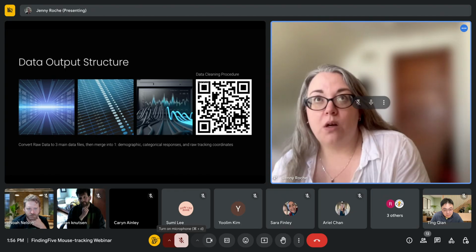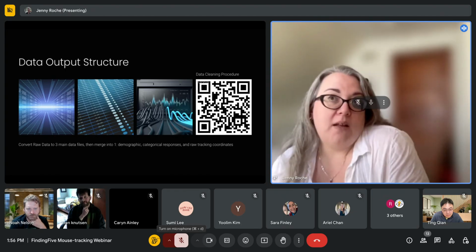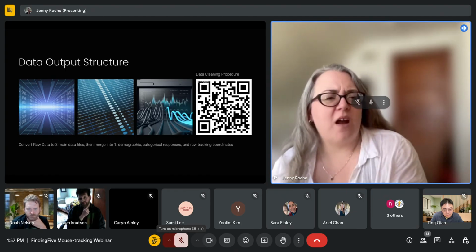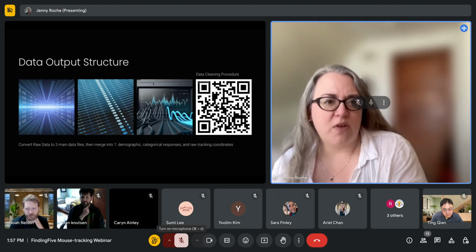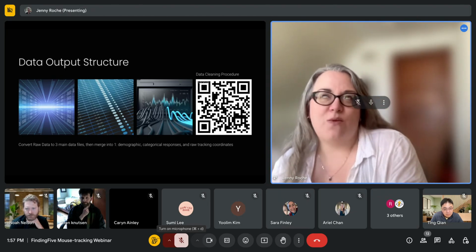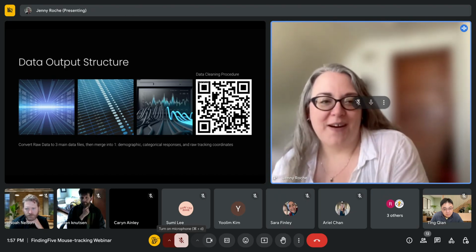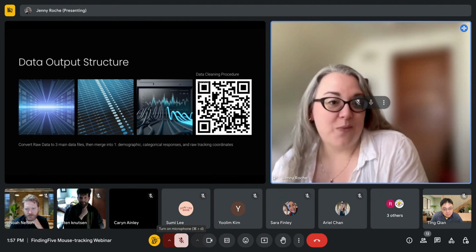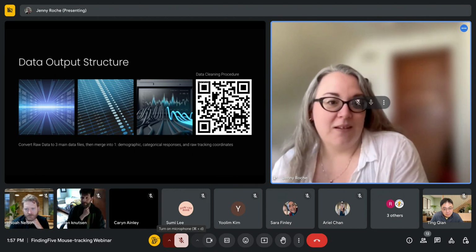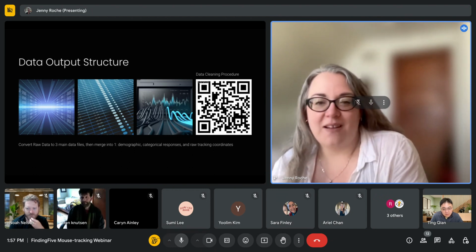I think you're right to not underplay the importance or the measurement benefits of using mouse tracking. We call it the poor man's eye tracker, but you know what? It's pretty powerful to answer some really important questions too. So thanks for adding that.